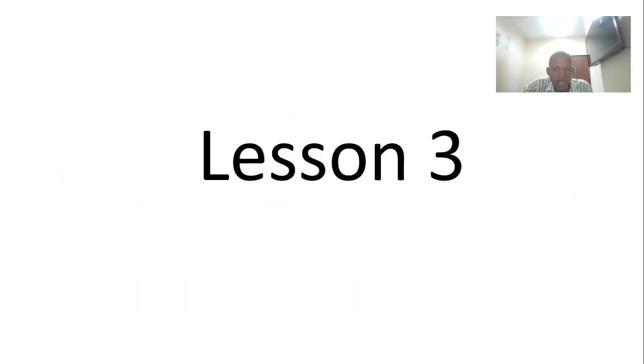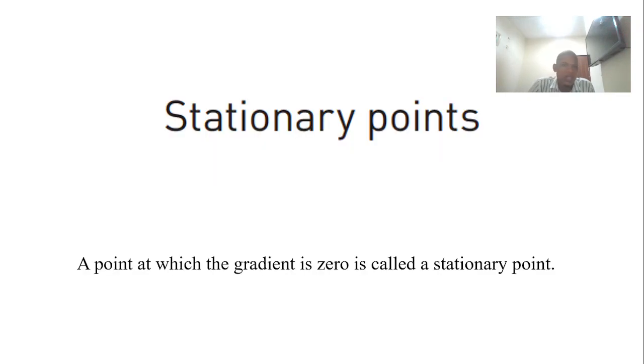Now on to lesson 3. Now this is what we call a stationary point. Okay. Now what is a stationary point? A point at which the gradient of a curve is 0, okay, is called a what? Stationary point. So when we say stationary point, we mean the point where the gradient is 0.